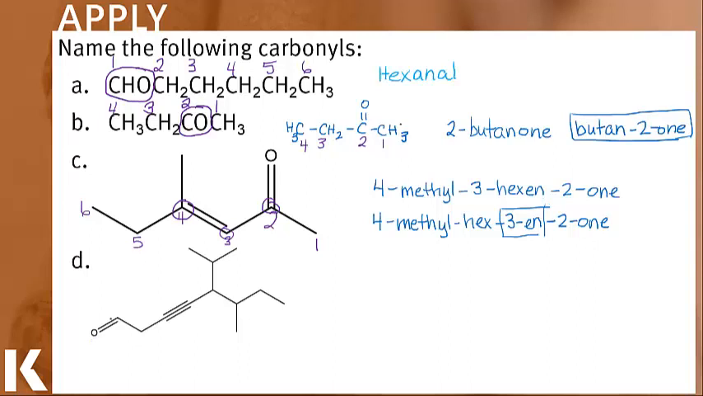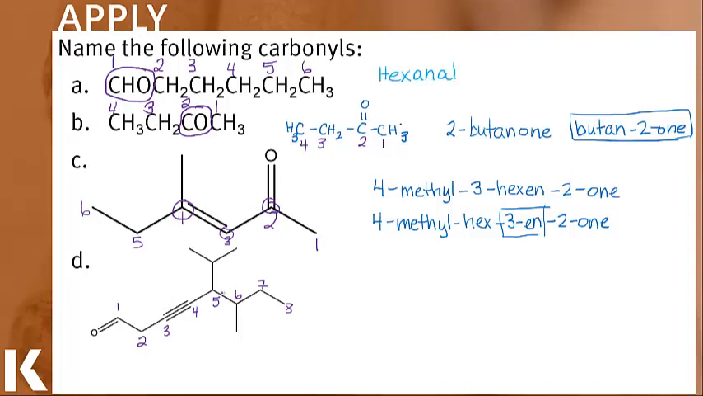For our final one, we see that our carbonyl is on the terminal carbon. This means that this is carbon number 1. So this is going to be an aldehyde. Then we have carbon number 2, 3, 4, 5, 6, 7, and 8. So this is going to be an oct. And because of the triple bond, it's going to be an octyne, Y-N-E, and it's an aldehyde. So this is going to be an octynal.